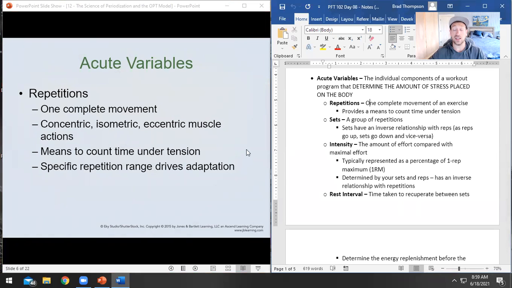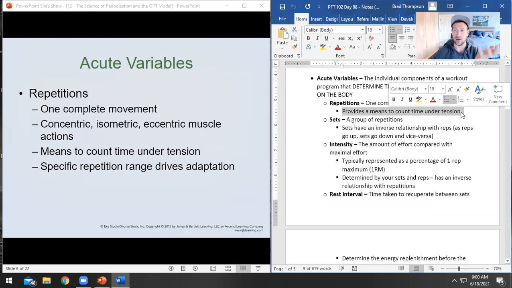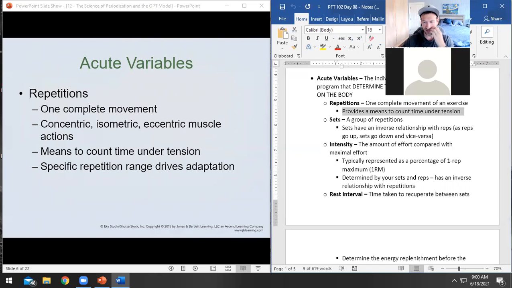So taking a look here, the first one we're going to talk about is repetitions. A rep, or a repetition, is one complete movement of an exercise. This is the thing they like to let you know. It provides you a means by which you can count the time under tension. Here's the dirty, kind of weird secret about repetitions, guys: they matter less than we give them credit for. We always say, hey, you need to do a specific amount of repetitions.